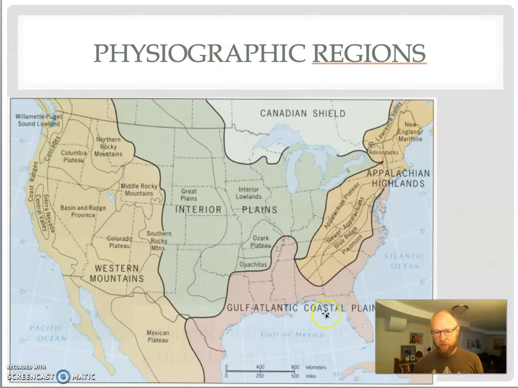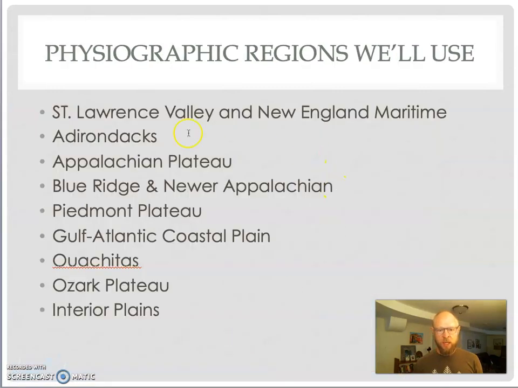So back to these physiographic regions, you can see all of them listed here. I'm going to combine a few of them. So here's the categories that we're going to talk about and think about in this section. I'm going to combine St. Lawrence Valley and New England Maritime. Then we've got the Adirondacks, Appalachian Plateau, Blue Ridge, and newer Appalachians. Those are two physiographic regions that we'll combine together. The Piedmont Plateau, Gulf Atlantic Coastal Plain, Wichitas, Ozark Plateau, and the Interior Plains. So we'll be focusing on those 9 physiographic regions for this week.